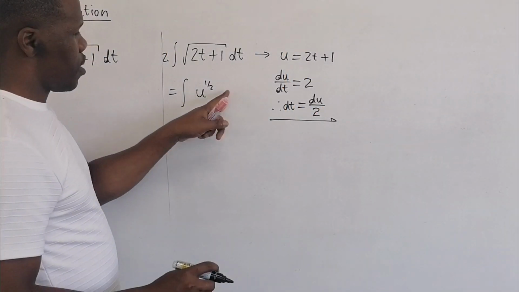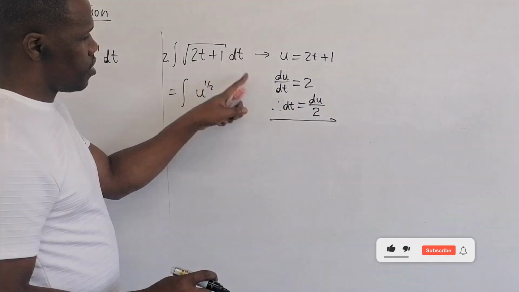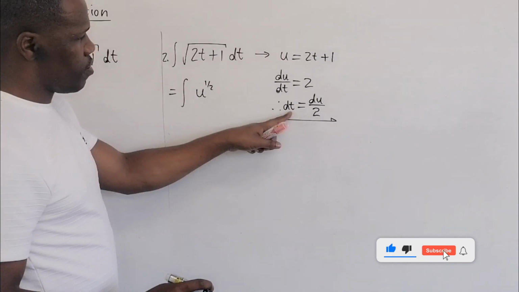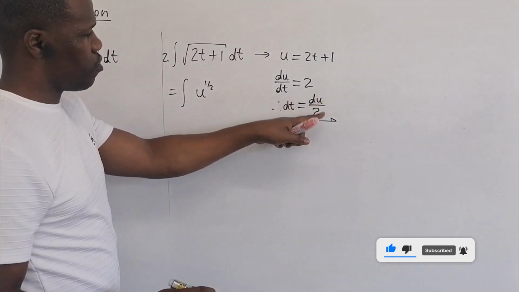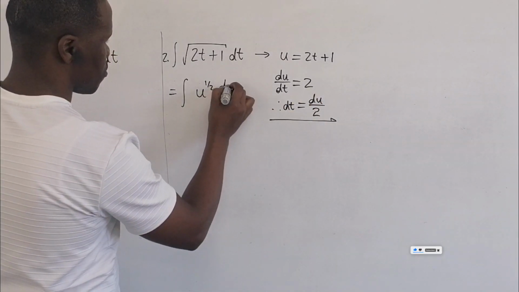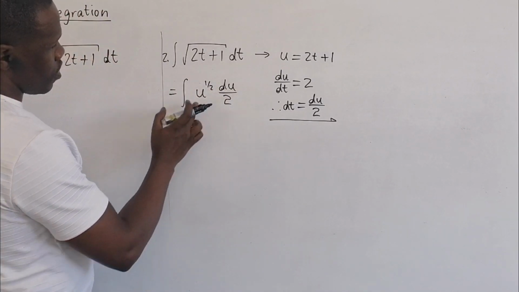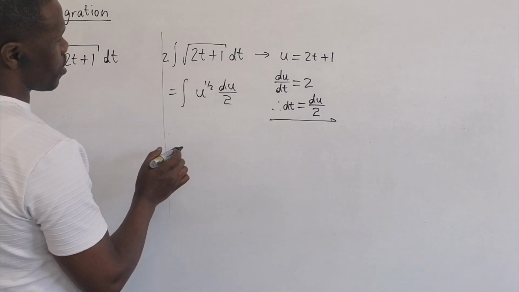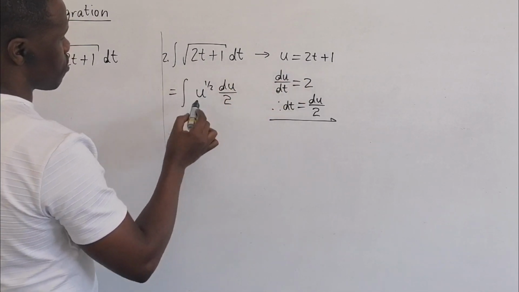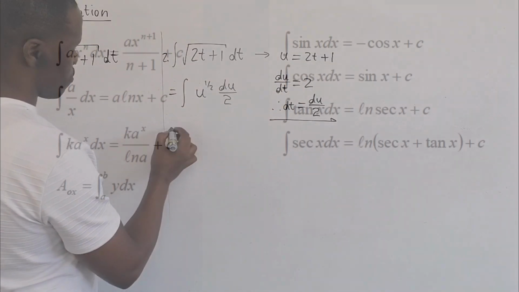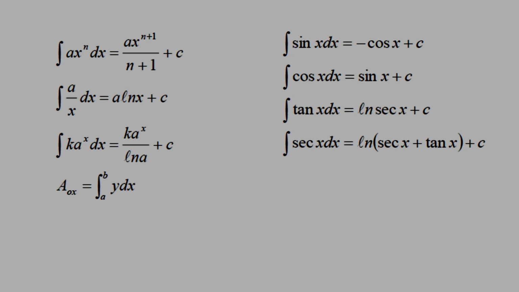Now at this point, we need to find the equivalent of dt. So dt is the same as du over 2, as you can see. So that is what we will have. Our integrand is raised by a half. Now let us start to integrate, because we have finished with our substitution.